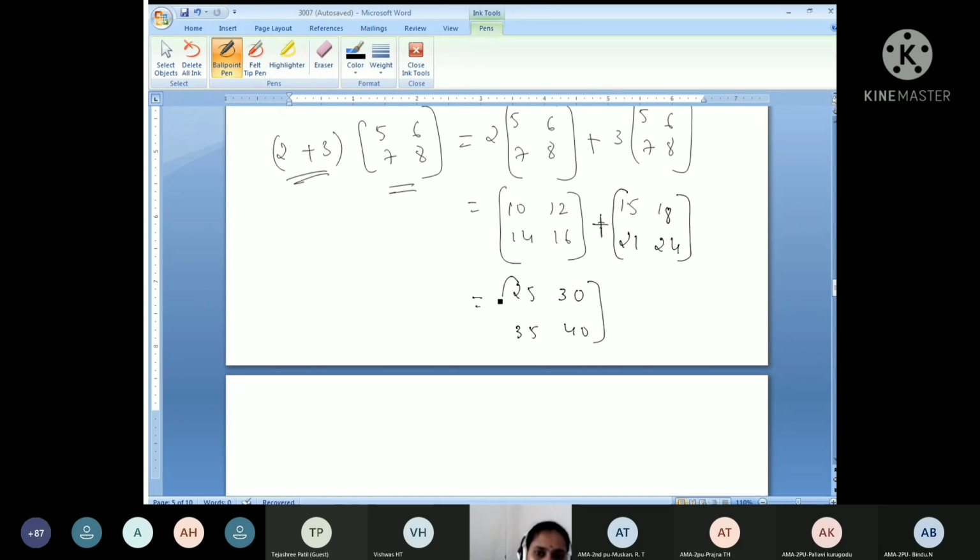Okay, right. Or else you can do one more thing here. What is that? 2 plus 3 is 5. 5, 6, 7, 8. 25, 30, 35, 40. See, both are same. This is what? Properties of scalar multiplication.